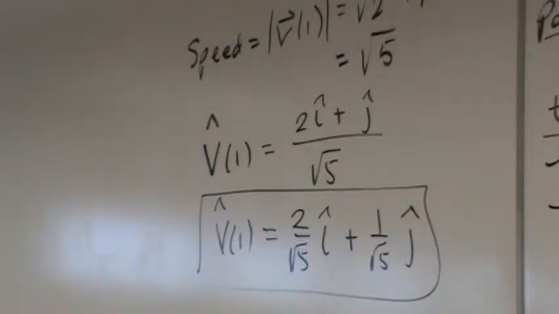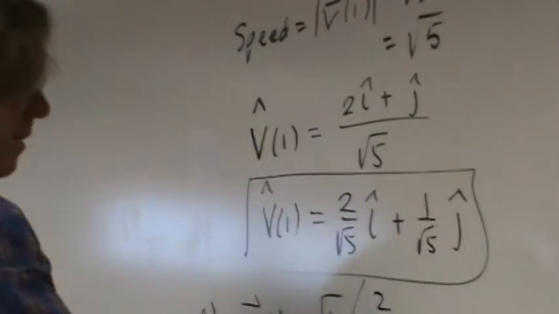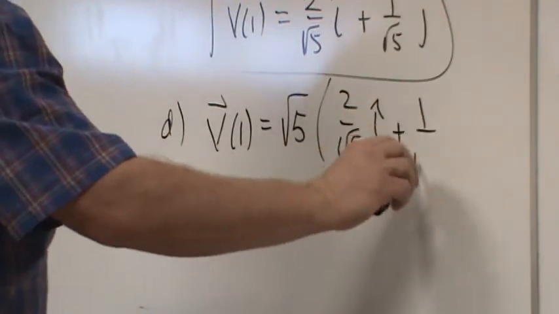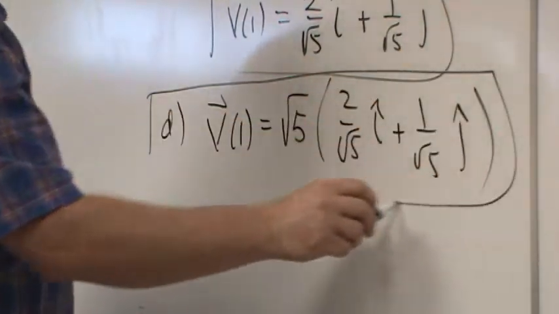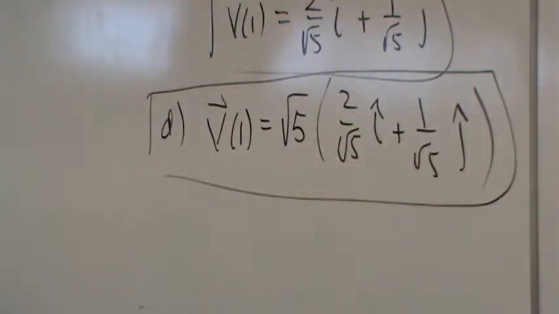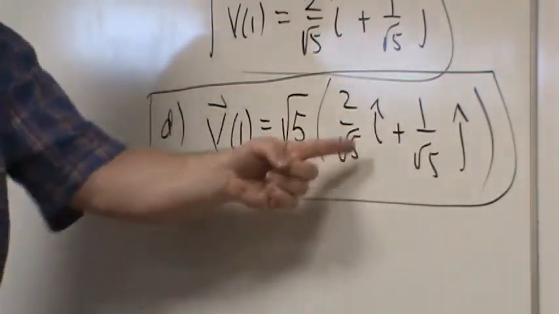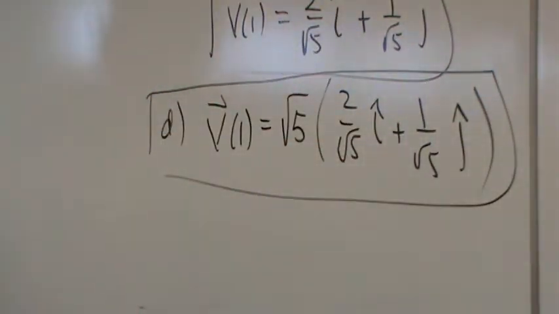They say the direction of motion is that, the speed is that. Write the particle's velocity at that time as the product of its speed and direction. So what they want me to do in part D is that v of 1 is equal to the speed multiplied by the direction, which is 2 over rad 5 i plus 1 over rad 5 j. It's a weird way to do a problem, in my opinion, where you're doing speed multiplied by the unit direction vector. That's what they want you to do.